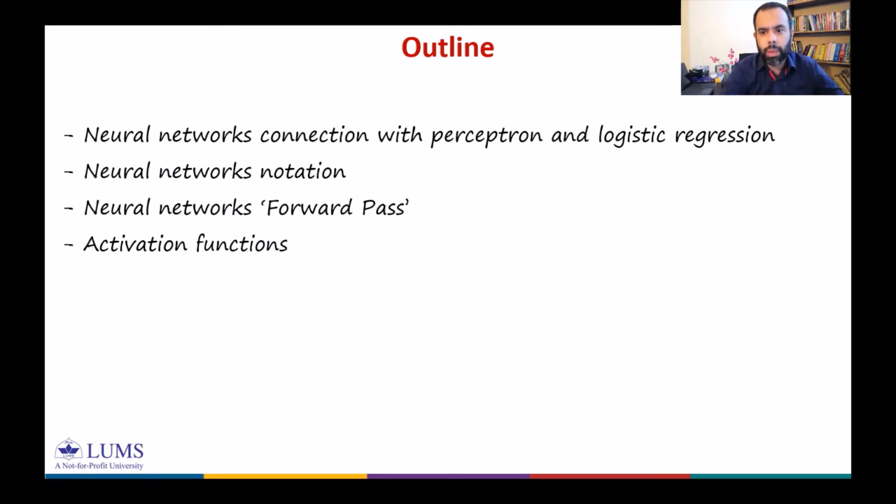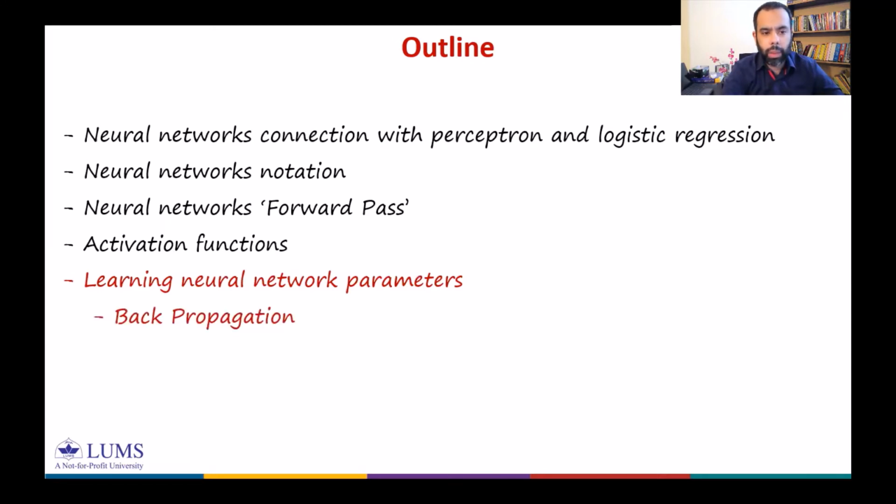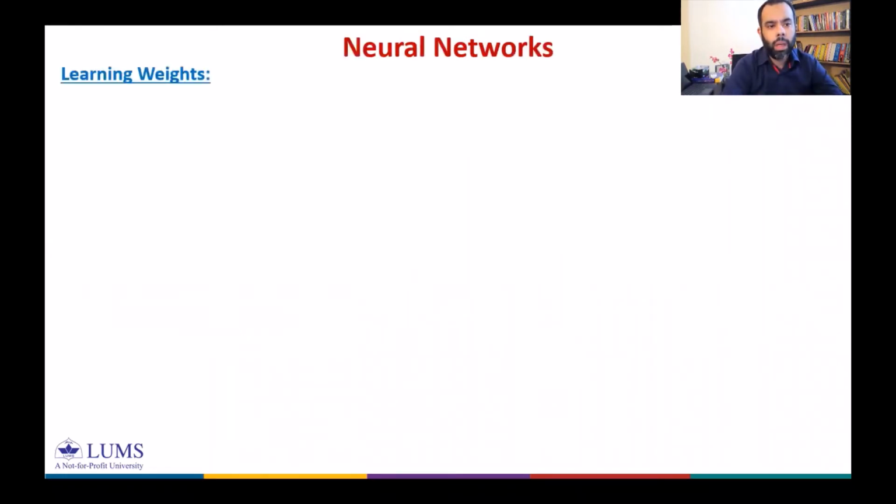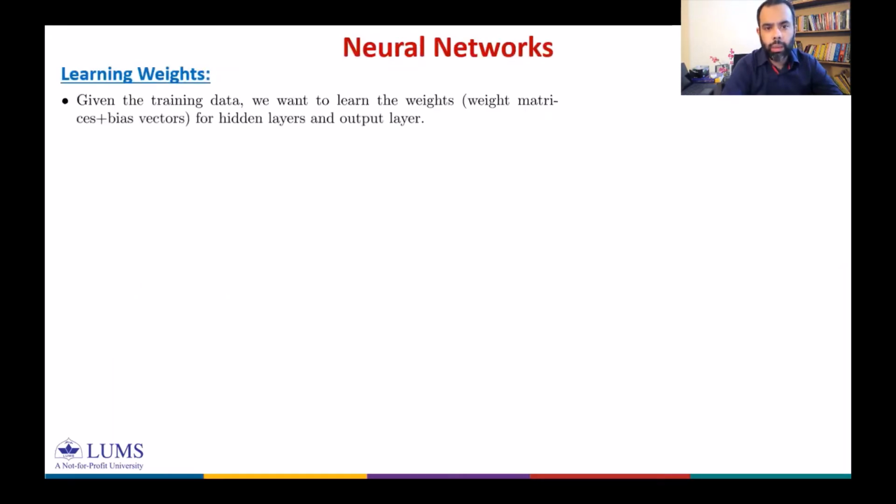Okay, today we will focus on the learning of neural network parameters. Given the data, given the neural network, how can we learn weights and bias in different layers of the network? And this is enabled by a very famous, very popular method, back propagation. Learning of neural network parameters means we want to learn the weights that include weight matrices and bias vectors for hidden layers and output layer, given the training data.